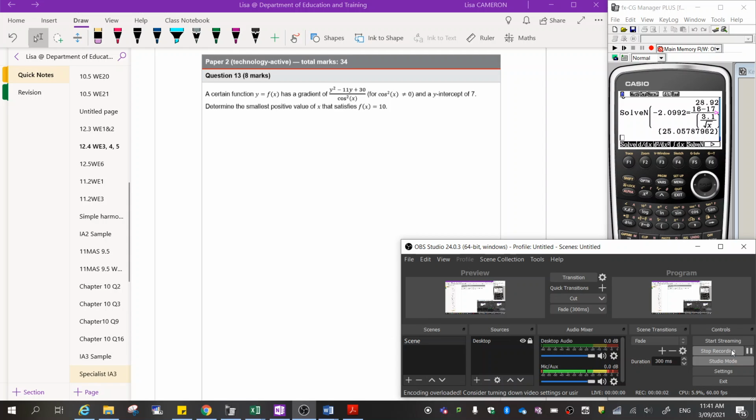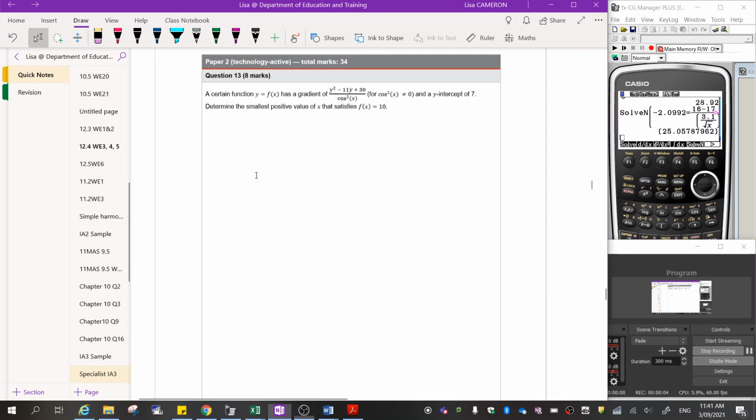Okay, so a certain function has a gradient of. Now, if it's got the gradient of it, that means that this is actually f dash x, or we could say that it is dy over dx. So that's equal to this. Okay, perfect. So it has an intercept of 7. That means that when x is at 0, y is at 7. Gives us something to substitute back in later.